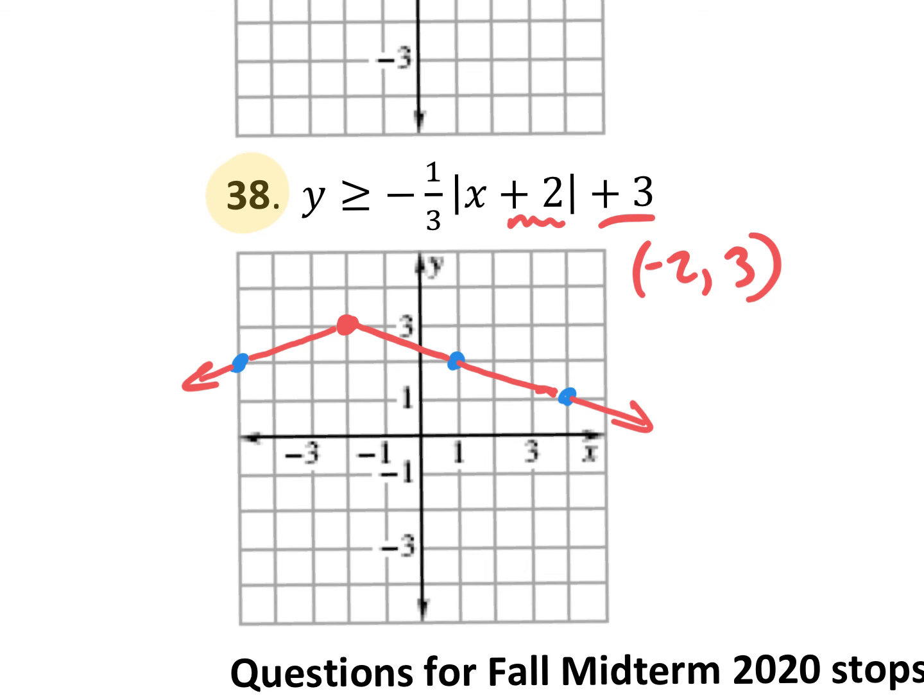And now we need to shade. Do we shade above what we see or below what we see? If you go to any point on here, like this blue dot, do I shade up here or do I shade down here? Above, because it's a greater than or equal to. So you're going to shade above, up there, up there. So you just pretty much shade everything up here on this side of the graph.